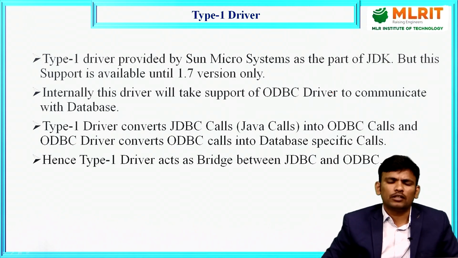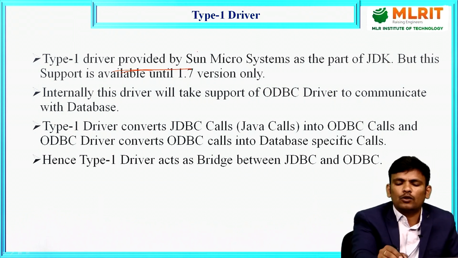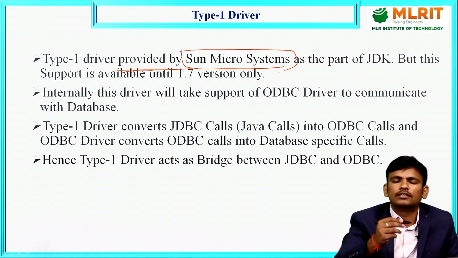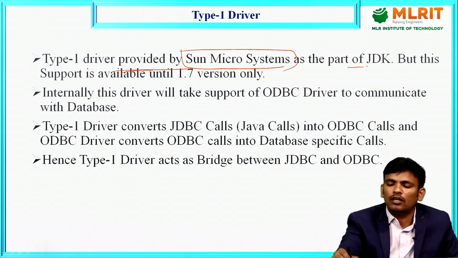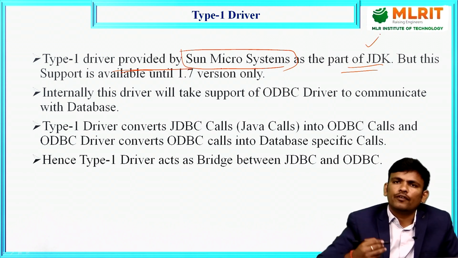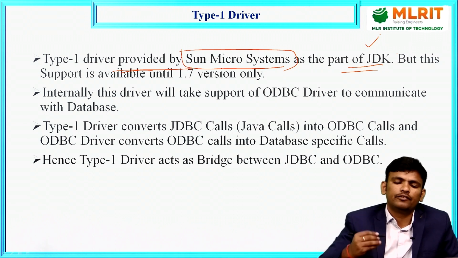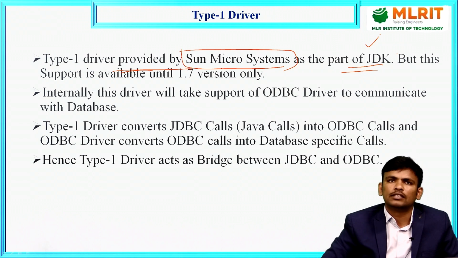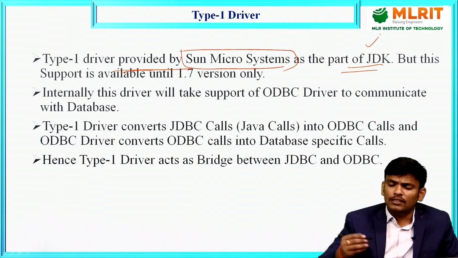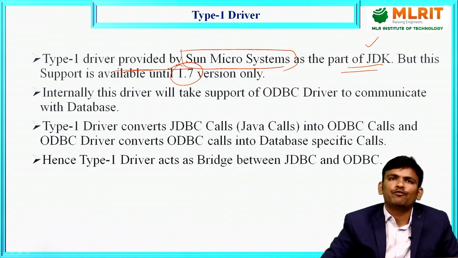Coming to the type 1 driver, it is provided by Sun Microsystems as a part of the JDK. When Java was introduced and the JDK software was introduced, the type 1 driver came along with the first version of the JDK. Starting from the first version till 1.7 version, the type 1 driver is available.